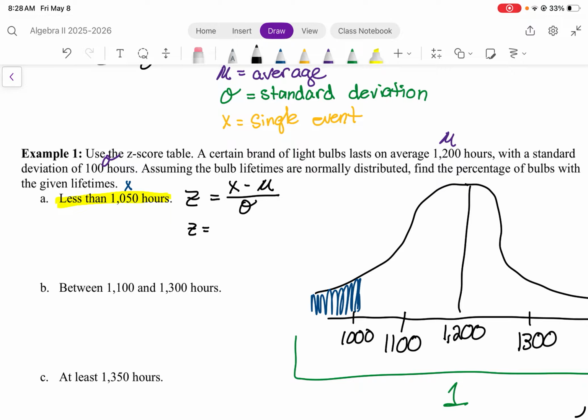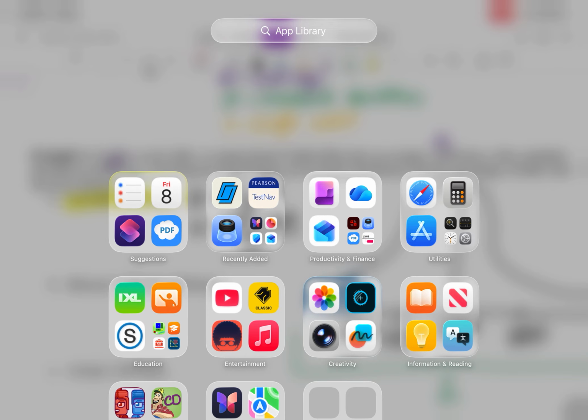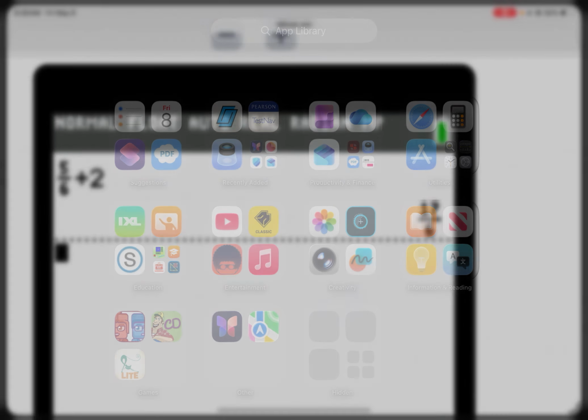So we would have 1,050 minus 1,200 divided by our standard deviation of 100. Now, when you type this into your calculator, you either need to use the fraction button or type in the top part, hit enter, and then divide by the denominator.